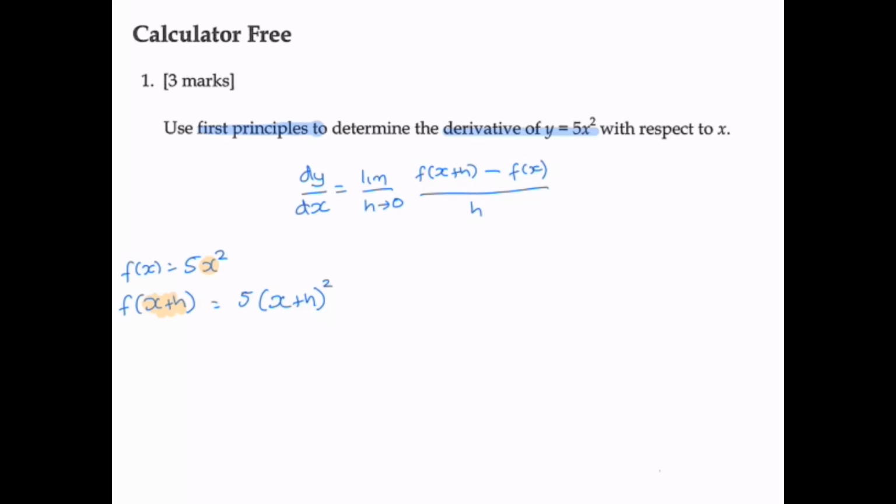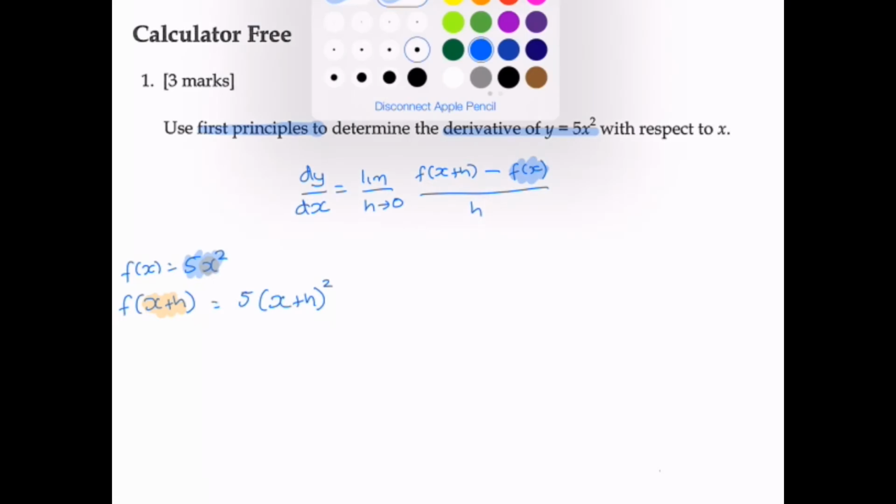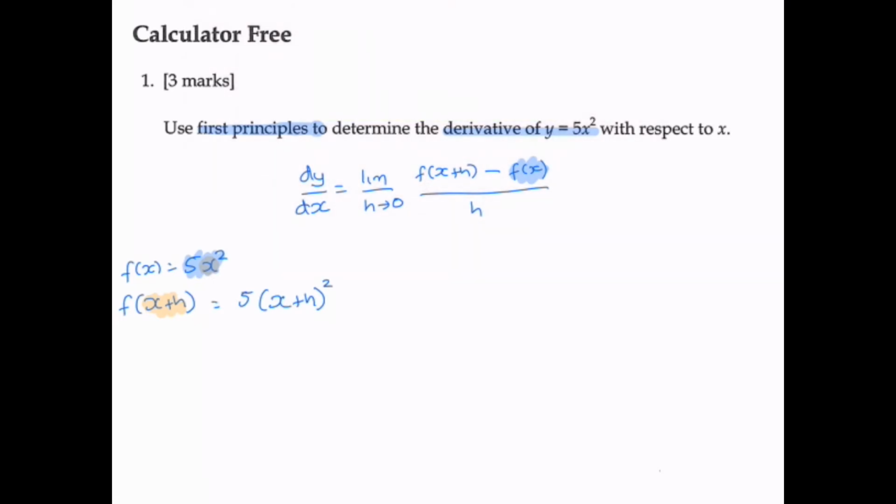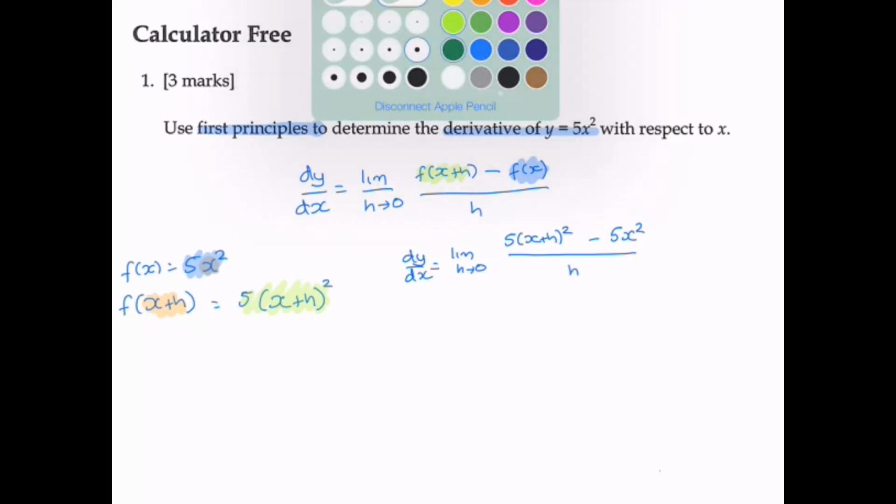Now we can substitute that for f of x plus h, and 5x squared for f of x. Okay, so our derivative dy by dx equals the limit as h approaches 0 of f of x plus h, which in this case is 5 times (x plus h) squared, take away f of x, which is 5x squared, all over h.